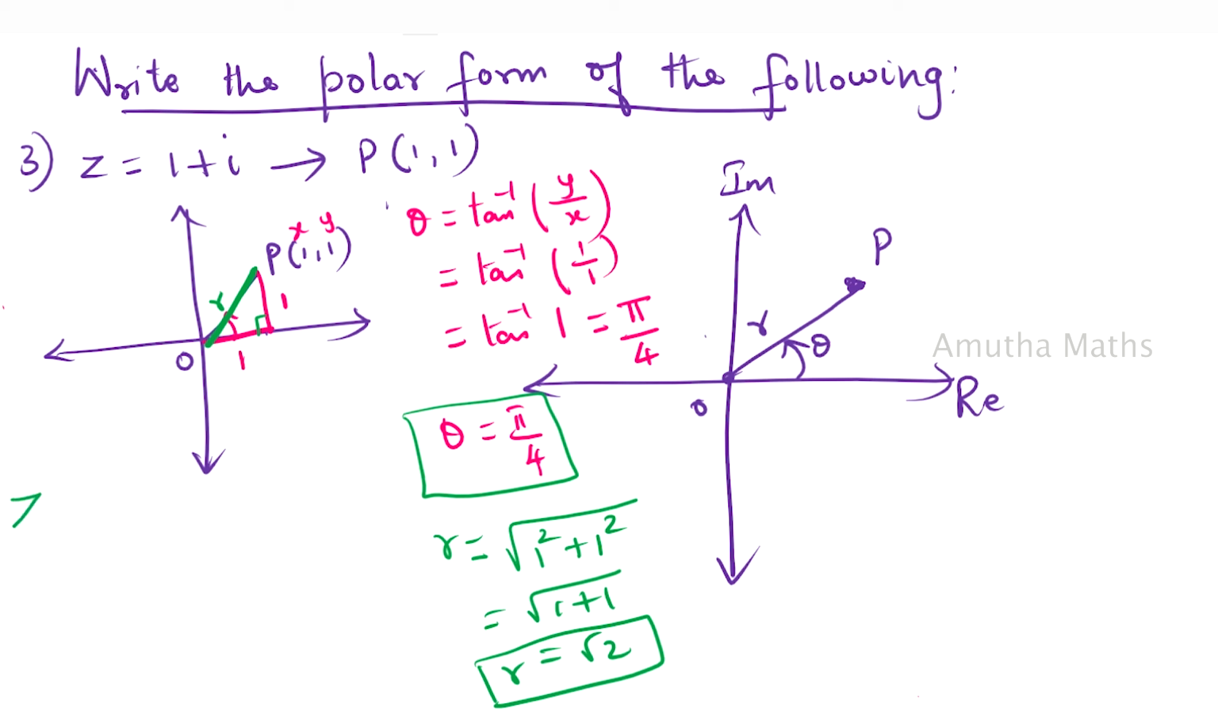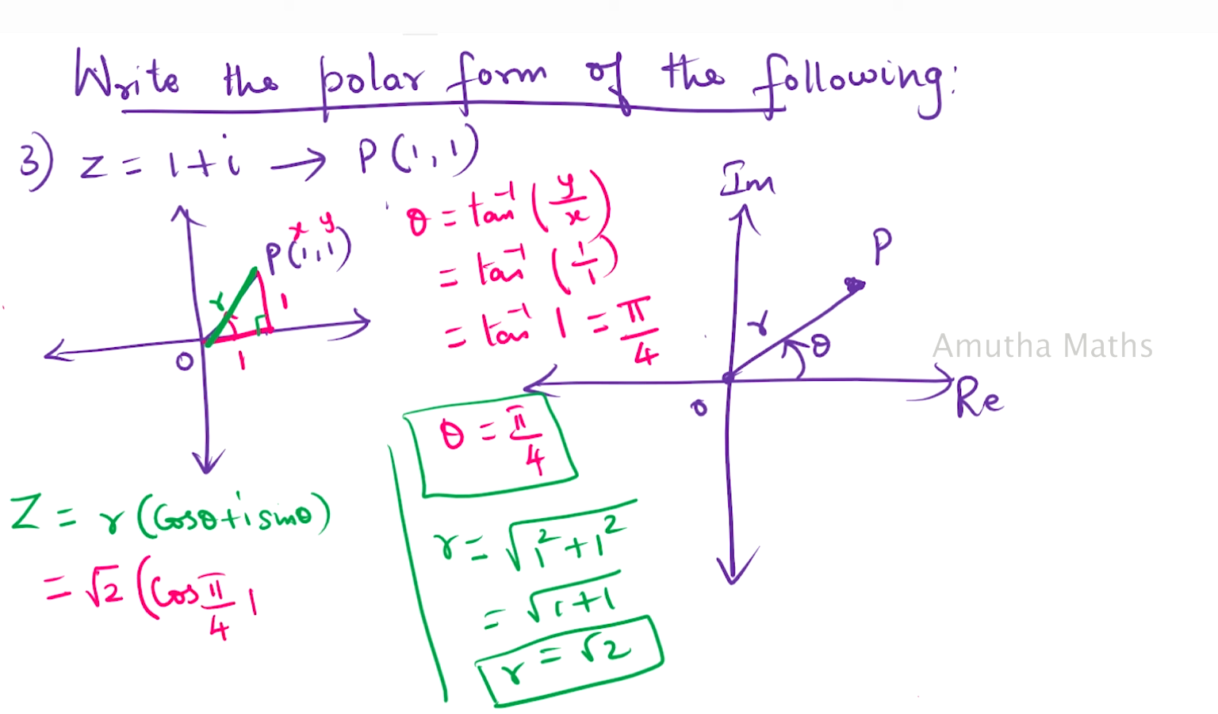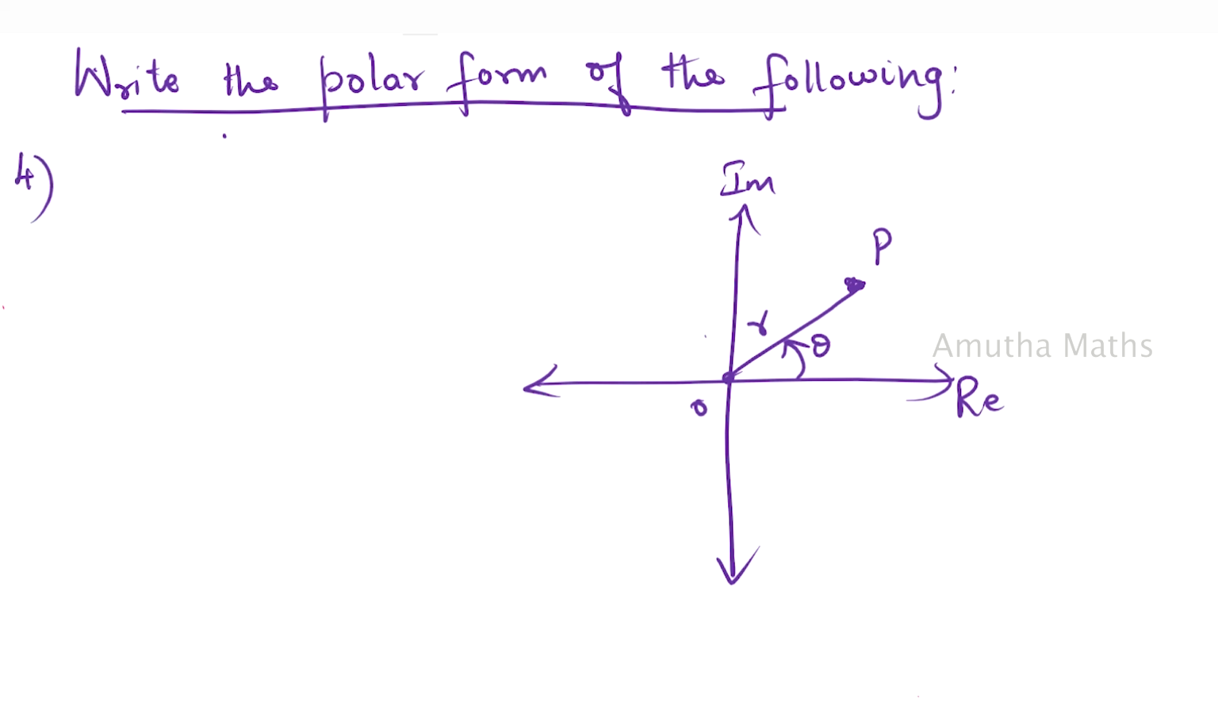Now we have to write this in the polar form: z is equal to r into cos theta plus i sin theta. So that is equal to, what is r here? r is root 2. So root 2, what is theta here? Pi by 4. So cos pi by 4 plus i sin pi by 4. So this is the way of representing this complex number in the polar form. Okay, this is very important.